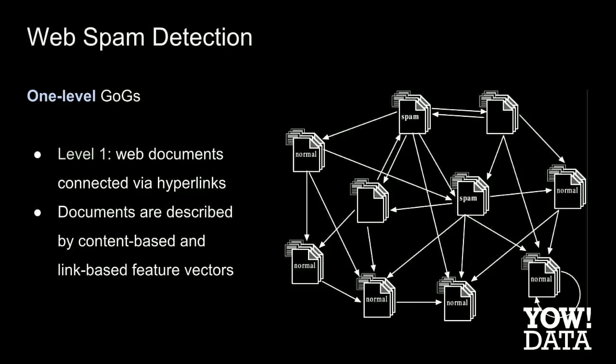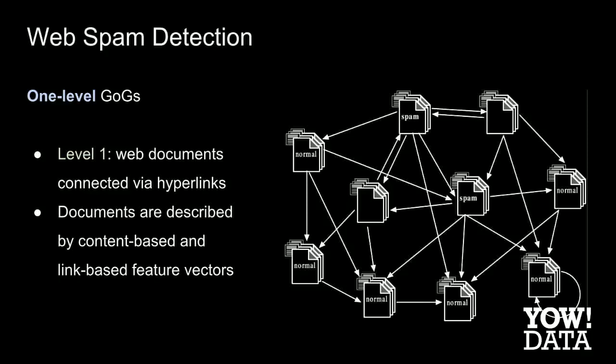So the first one is web spam detection. In such an example, we have a collection of web pages. So how are we going to represent such a domain? Web pages are actually connected via hyperlinks. So first we can define a graph describing the web domain, where the nodes in such a graph are documents, and the links are hyperlinks. And each node in such a graph can be described by, say, a feature vector that contains some content-based or link-based information to describe such a page.